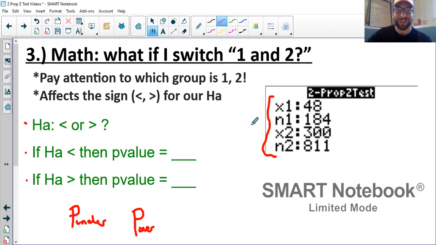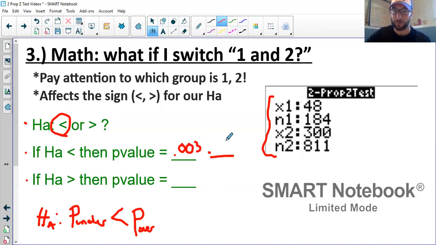Hopefully you told me that we would then want the proportion for under to be less than that of over. So we should now choose the less than symbol. And if we do choose the less than, we're just going to get the correct p-value of 0.003, right? If you kind of picture this, we're shading this tiny little sliver over here. But if I accidentally chose greater than still, now I'm going to shade all this to the right, and so I'm going to end up with 0.997.